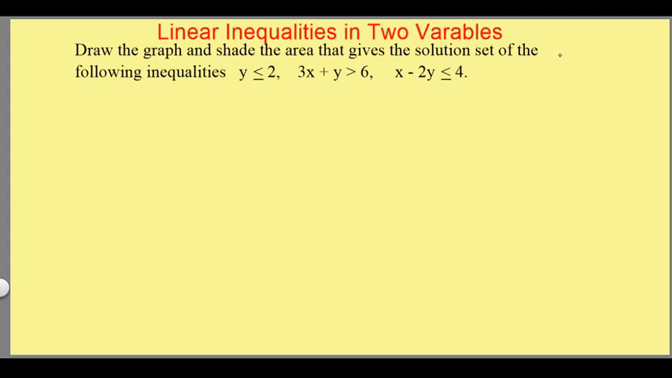Such as we have here. Draw the graph and shade the area that gives the solution set of the following inequalities. We are going to solve this inequality and draw a graph that will satisfy the solution at the same time. In doing that, let me try to divide this.